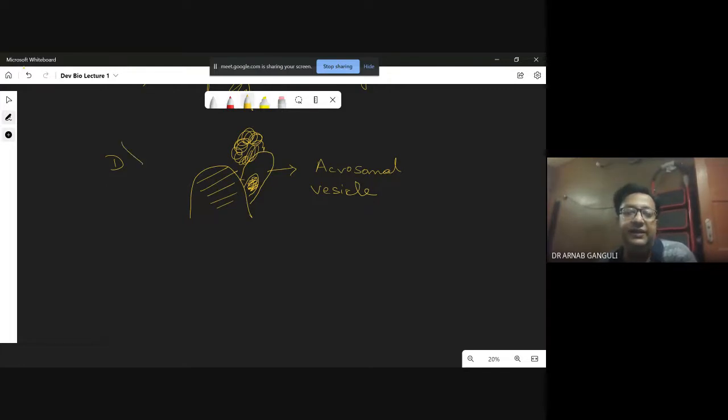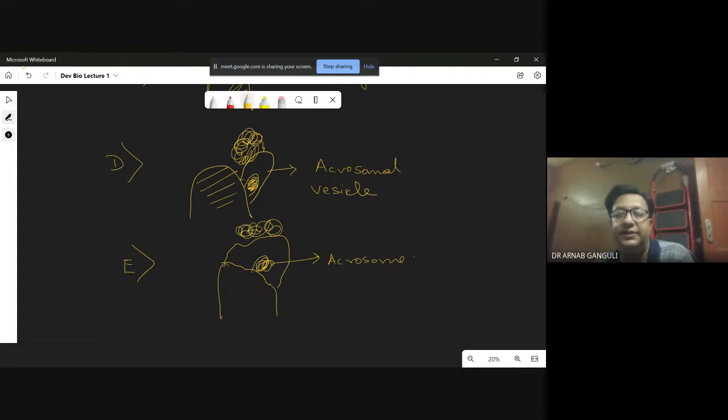Gradually, the nucleus will become like this, and on top of this, the acrosome is forming now. The Golgi membranes are reducing. This is the acrosomal vesicle.